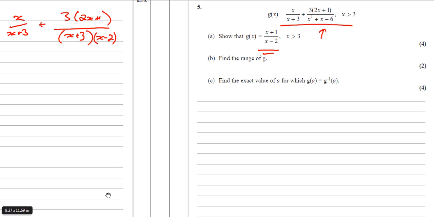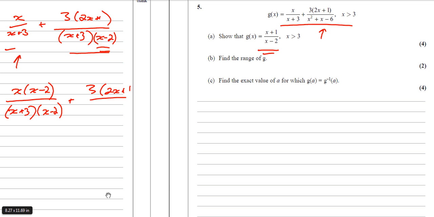And then if you're going to have two different fractions adding together, you can't add them unless you've got a common denominator. So the way you get a common denominator is you times top and bottom on the left one here by x minus 2. So it's going to be x bracket x minus 2 over x plus 3 x minus 2 plus 3 lots of 2x plus 1 over x plus 3 x minus 2.